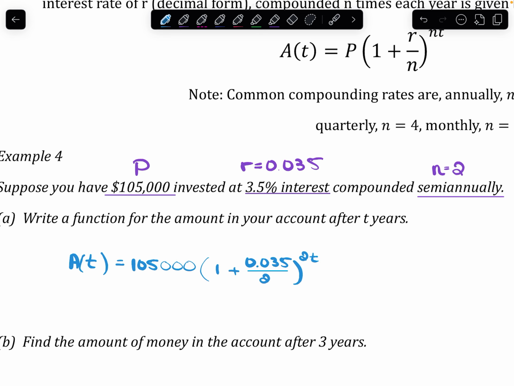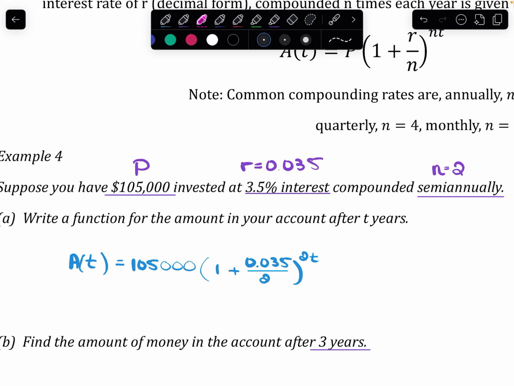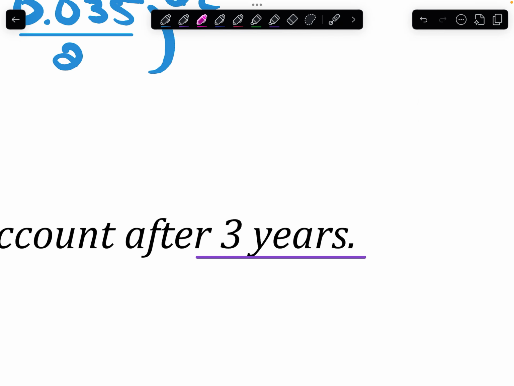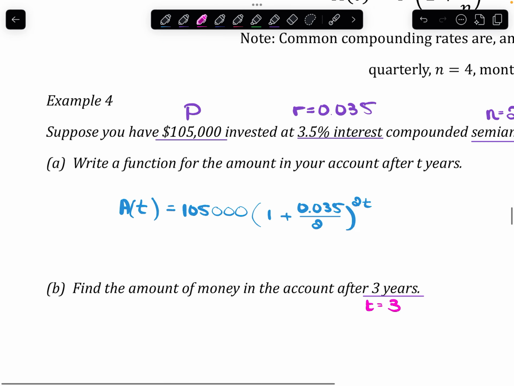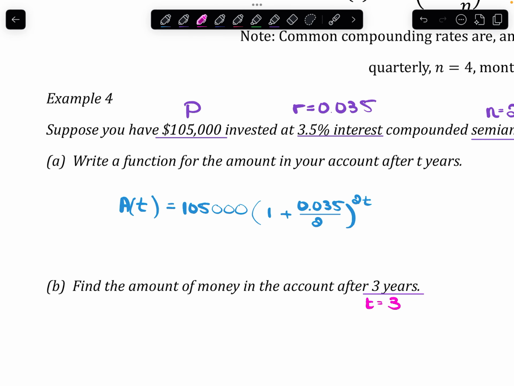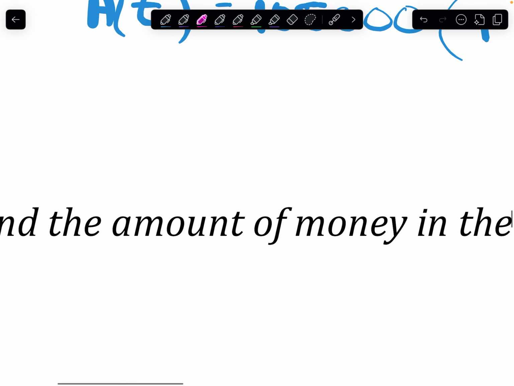All right, then it says find the amount of money in the account after 3 years. So after 3 years, time, this right here is telling us that t equals 5. I guess I can get rid of my dashes now. Not 5, 3. Where did I get 5? So we're being asked to plug in 3 for t and then simplify. So A of 3, that's the wrong color, I like it in blue.